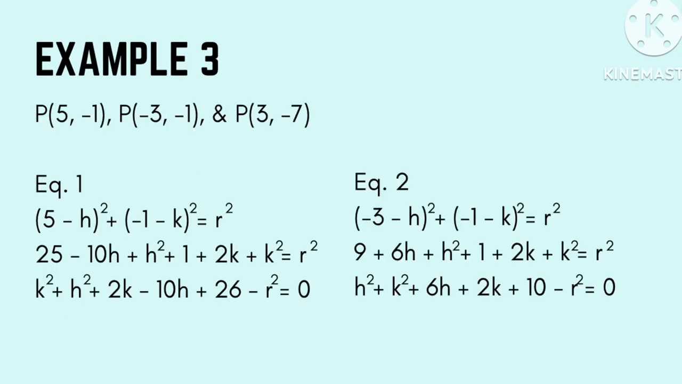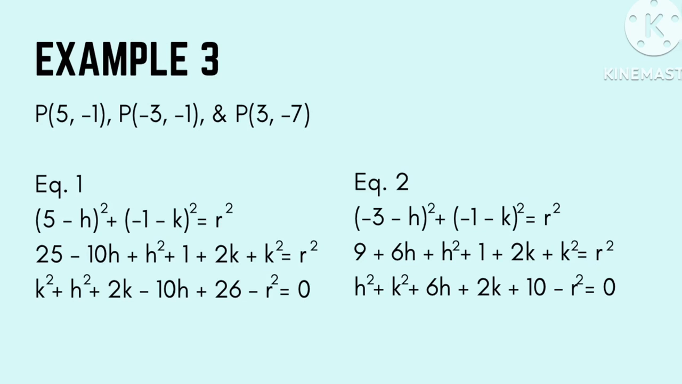Okay, so let's try a harder problem. For example number 3, you have 3 givens. We have point 1, which is (5, negative 1), point 2, which is (negative 3, negative 1), and lastly, point 3, which is (3, negative 7). So how do we solve this? First, we have to substitute it individually to the standard equation.